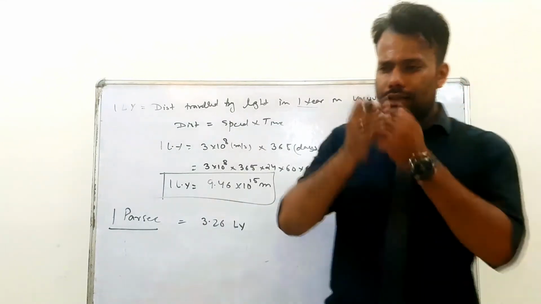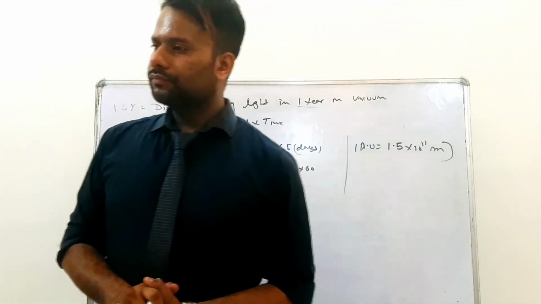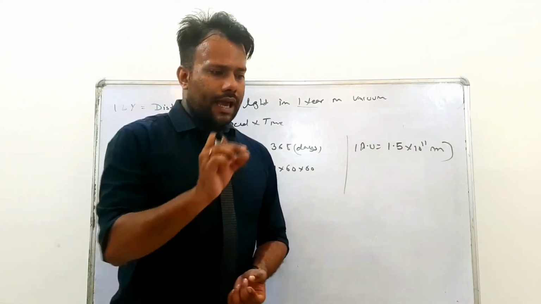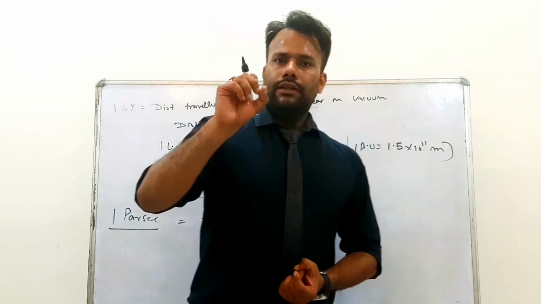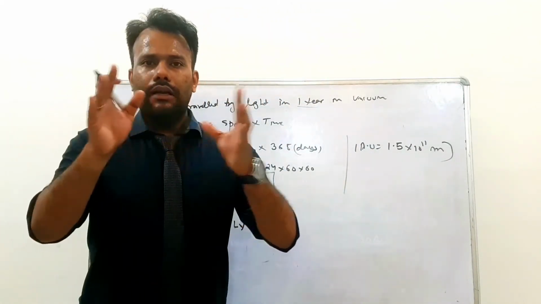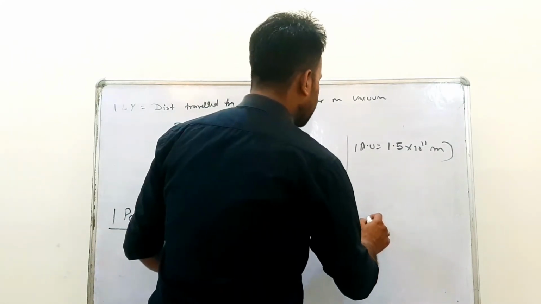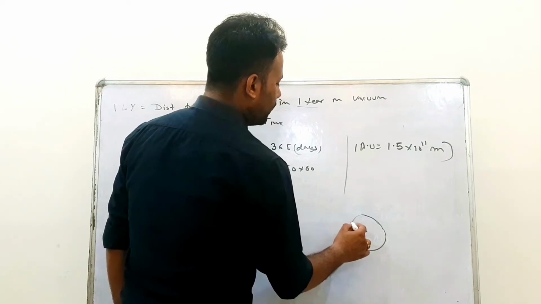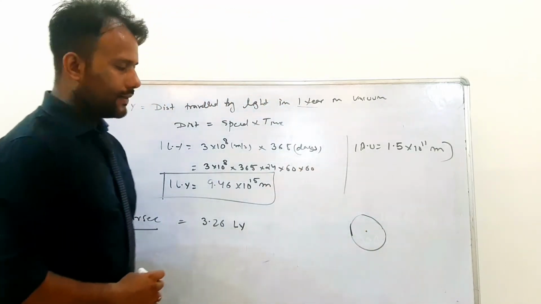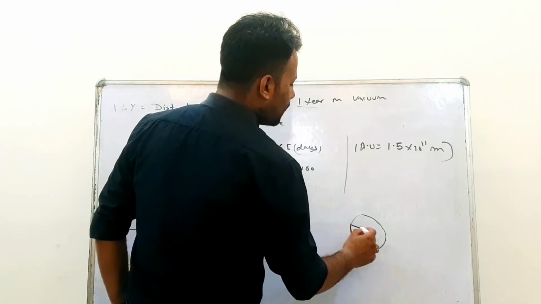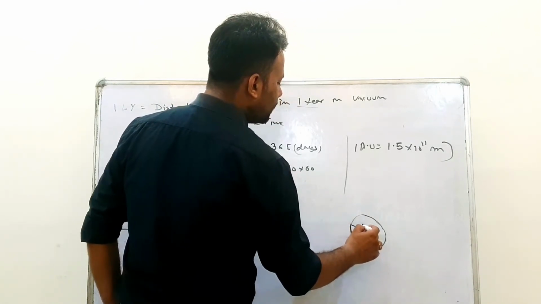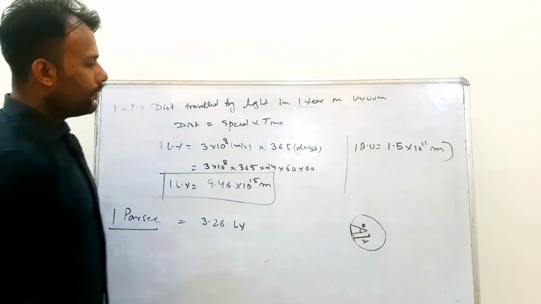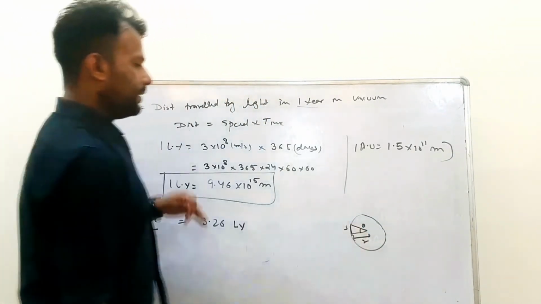Now what is a parsec? Let's quickly see how we define the parsec. It is defined by an angle. Suppose you consider a circle, and you take an arc, and this arc subtends an angle, let's say theta. You know, this is the radius r, and the arc is s.